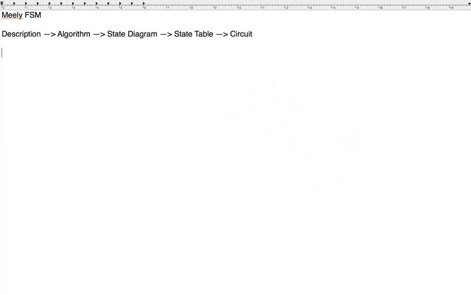So here, what we need is, remember, Mealy finite state machines, the output depends on the present state and the input. So what we're going to have is this sequence detector. It's going to be Z equal to 1 in the same clock cycle when the second W equals 1 occurs.